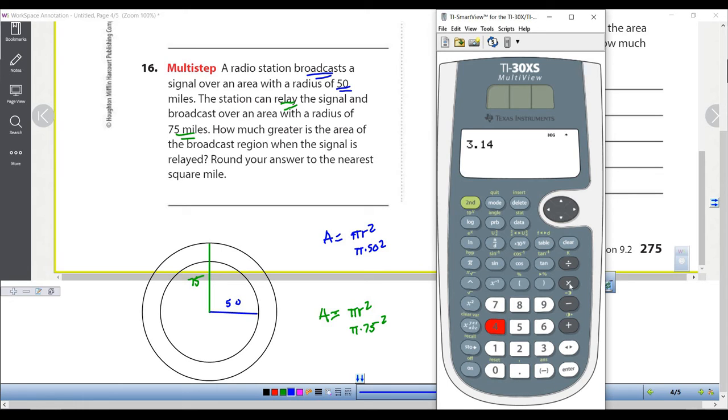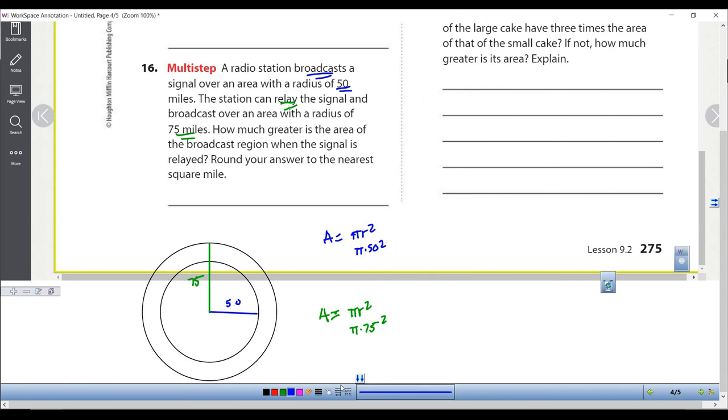3.14 times 50 squared. 7,850. And that would be what? What are our units that they gave us? They gave us miles, but area is always in square units. So that one is miles squared, right?